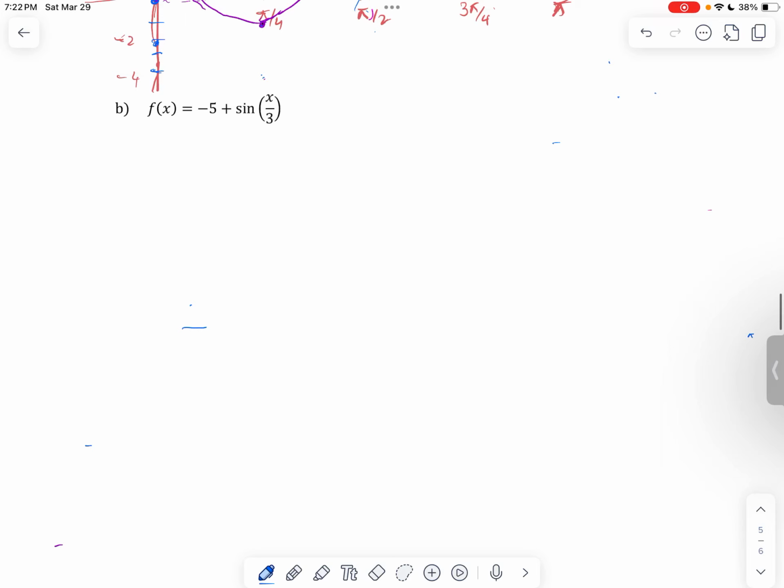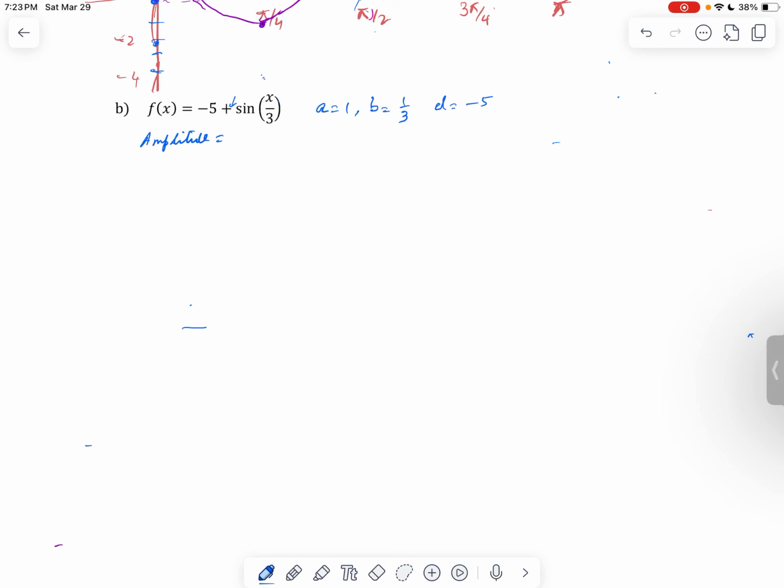So this has f of x equal to -5 plus sine of x over 3. So what is the amplitude? Let me write it like this. A is 1, B is 1 over 3. Can you see this? X over 3 means 1 over 3 times x, so 1 over 3 is being multiplied with x. So B is 1 over 3 and D is -5.